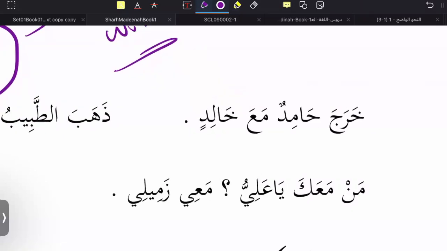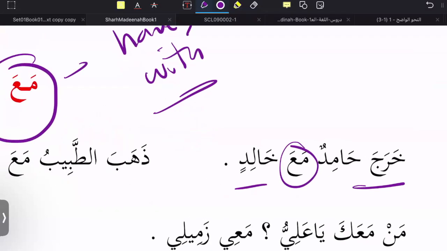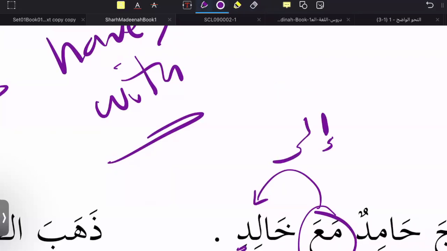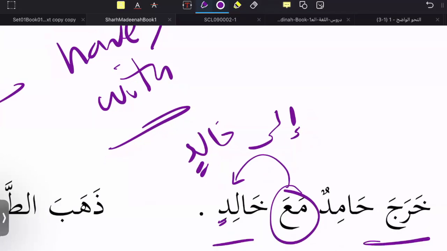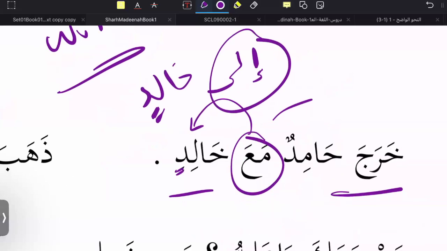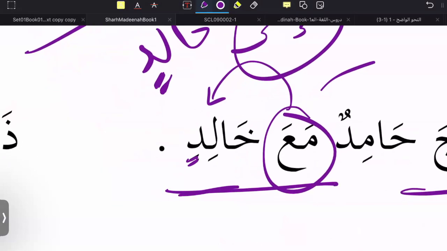So for example, we have kharaja Hamidun ma Khalid. So Hamid left with Khalid. Now, as you can see, after ma, we do a kasra, just like a preposition. You could have said ila Khalid, ila Khalidin. But when you go a little bit technical, ila is a particle, harf. The ma is not a particle. The way it is used is actually mudaf ilayhi. Ma is ism, and Khalid is mudaf ilayhi. The ism dharf, naam, exactly. So when you say it's dharf, but you also say it is mudaf, then Khalid would be mudaf ilayhi.